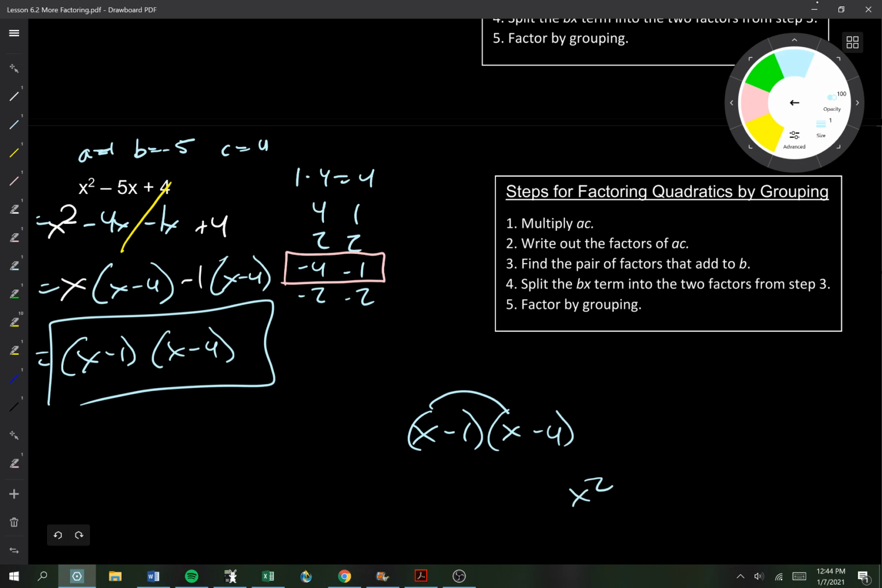X times x is x squared. X times negative 4 is negative 4x. Negative 1 times x is negative x. Negative 1 times negative 4 is positive 4. This becomes x squared minus 5x plus 4, which is what we started with. So the check is solid.